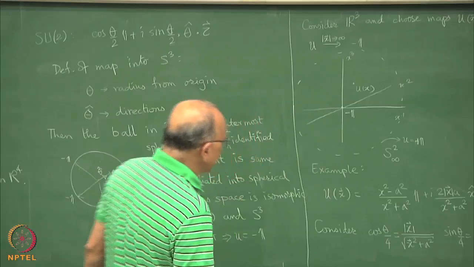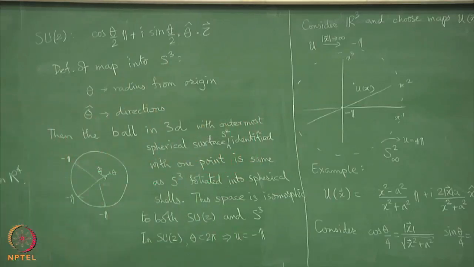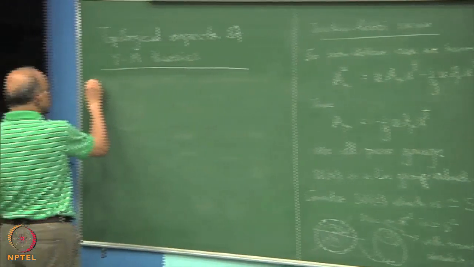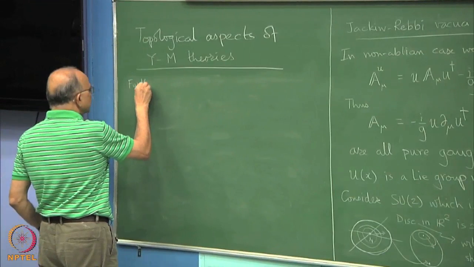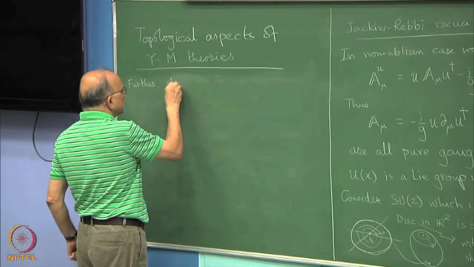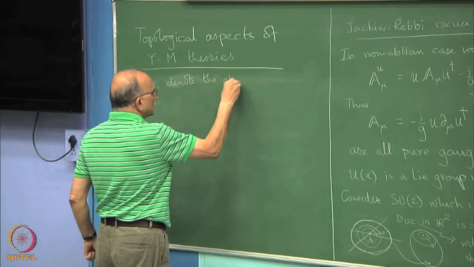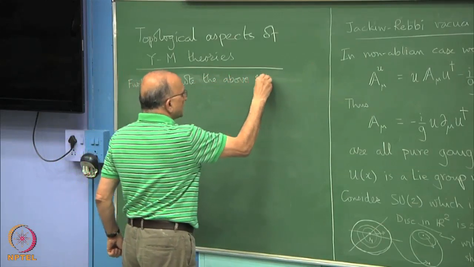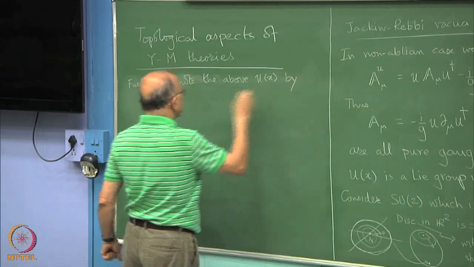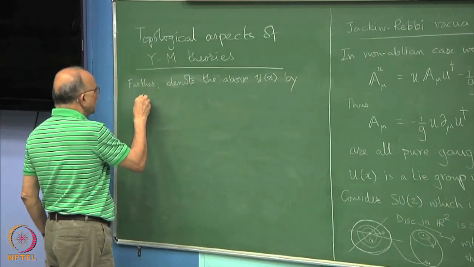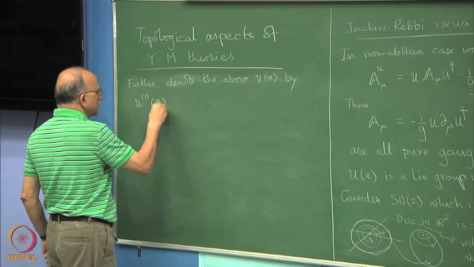This map also has a very interesting property that its integer powers are also gauge transformations. Denote the above U of x by U1 of x.